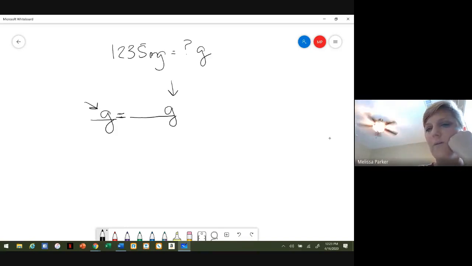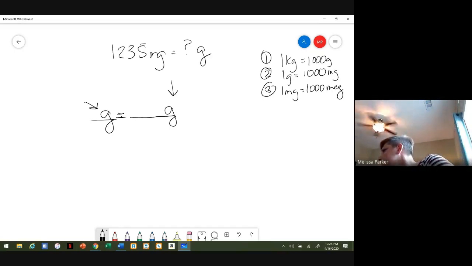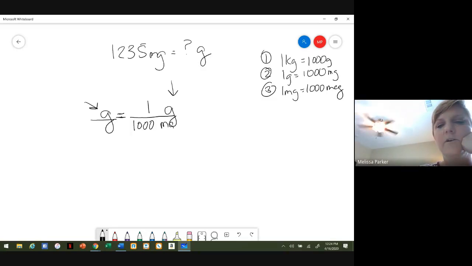Okay, so now knowing that, we have our little conversion chart over here. Am I going to use number 1, 2, or 3 to plug in here? Number 2, right? So what number do I put right here? Yes, I'm going to put 1. And then what number is going to go down here? Yes, 1,000 milligrams, right? Because if we're using this, we have to keep the same units together, okay?